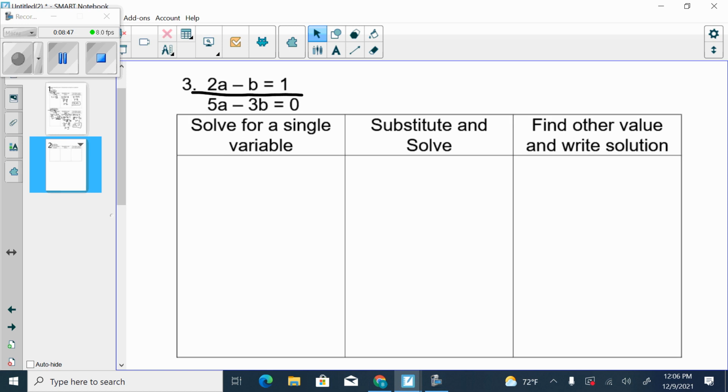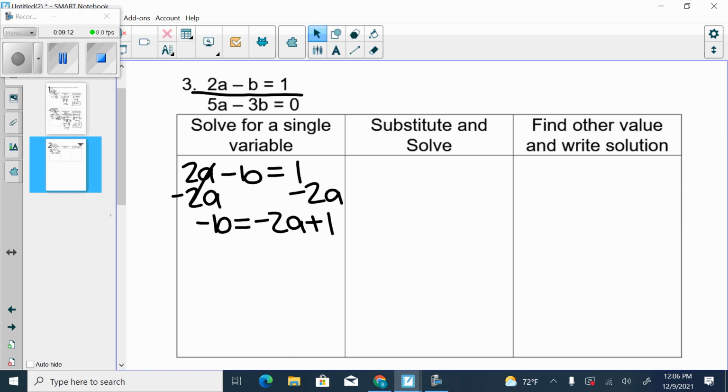Okay, so I'm going to copy it down in my box. 2a minus b equals 1. Yeah, we're going to subtract the 2a. Very good. So then I have negative b is equal to negative 2a. Okay.